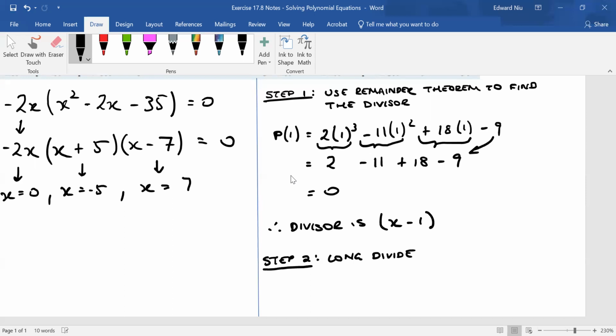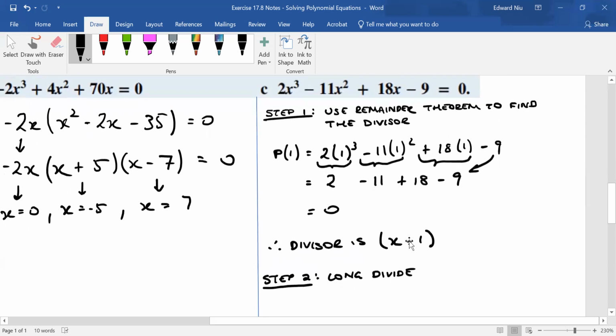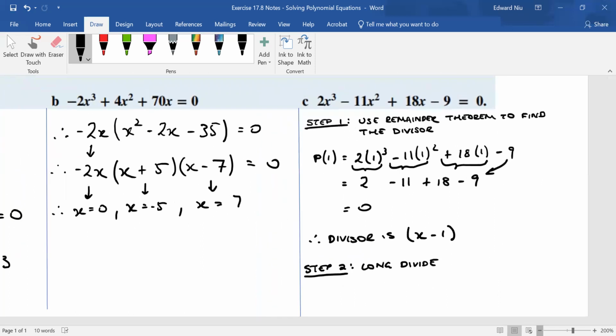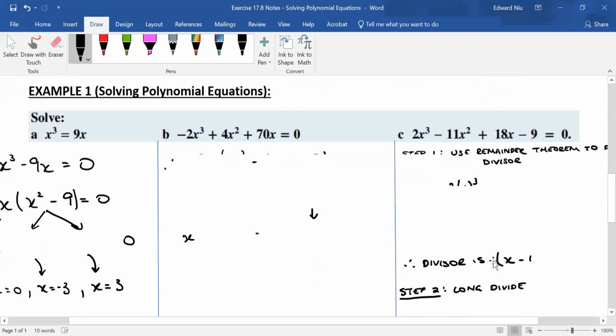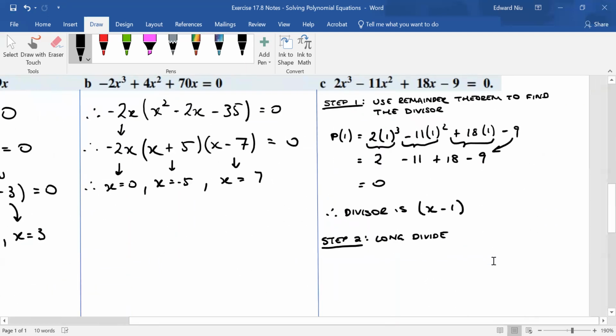All right, we do long division because it's a factor that's not going to give us a remainder, and we can eventually get our quotient. That's probably going to be a quadratic to figure out the rest of the x values. All right, so let's long divide. Okay, so we know it's x take away 1.